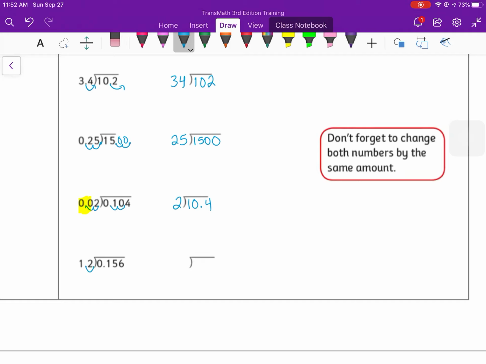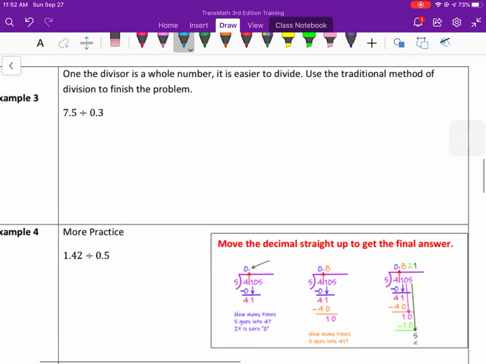And the last one, to make 1.2 into a whole number, we move it just one place to the right, so that becomes 12. So moving this one to the right, I don't need that 0 anymore, so just be 1.56. All right, now that you know how to move the decimal point over so that the number on the outside is a whole number, let's try some dividing.